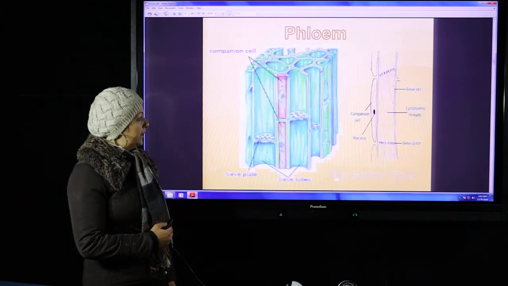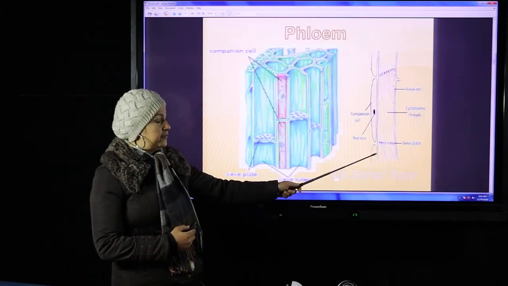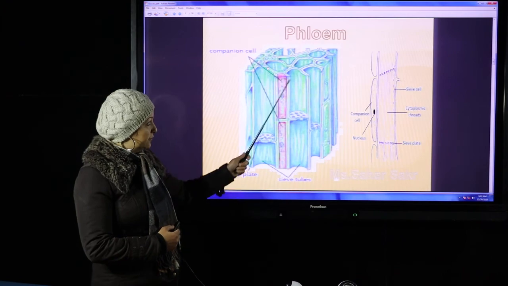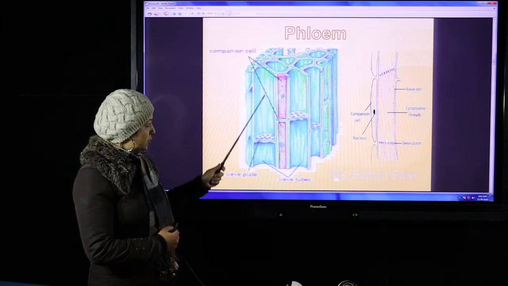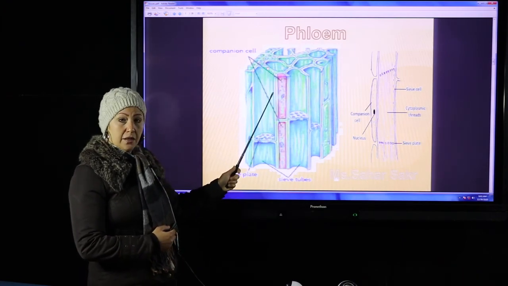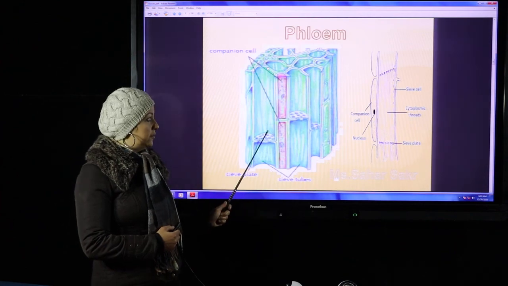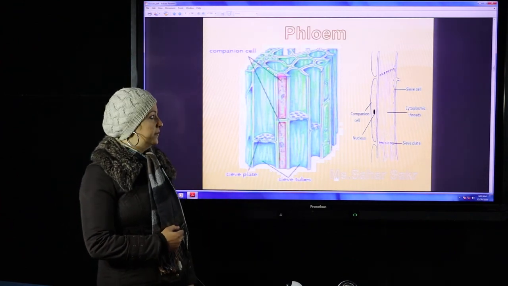Okay? Look at this figure. This is the figure of the phloem, as we said, and this is the phloem as a whole. These tubes are the sieve tubes, and in pink or purple, these are the companion cells.